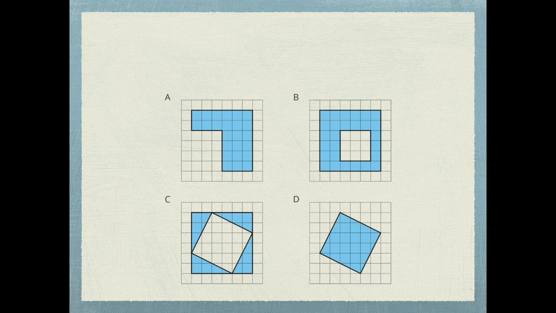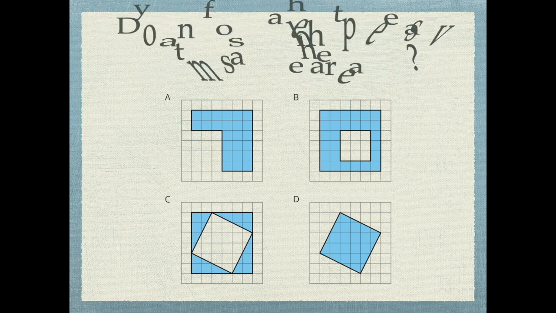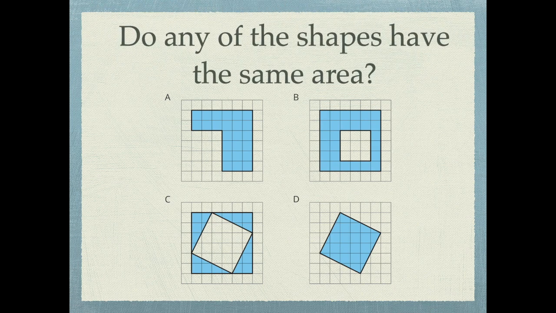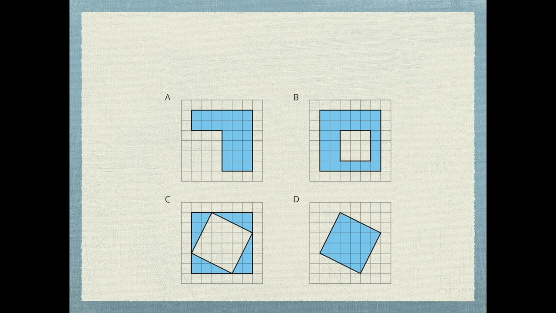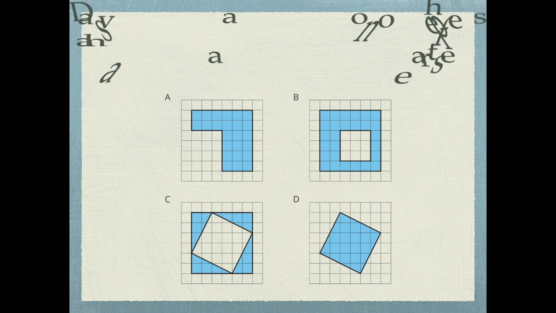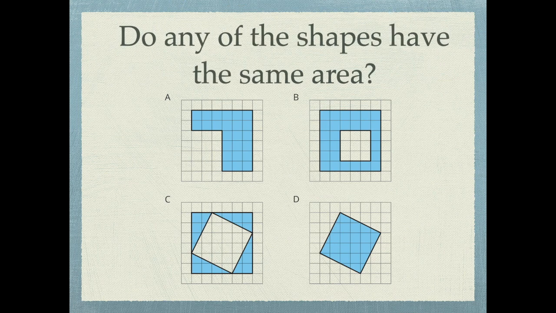So the question here first is, do any of the shapes have the same area? Do any of them have the same blue spots? Well, I kind of think C and D are a trick. It looks like D fits into C, but C is a different part that's colored blue. So if the question is, do any of the shapes have the same area, then I need to calculate the area of each one of those.